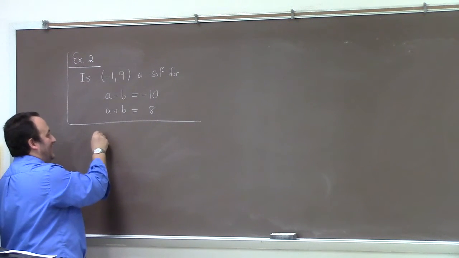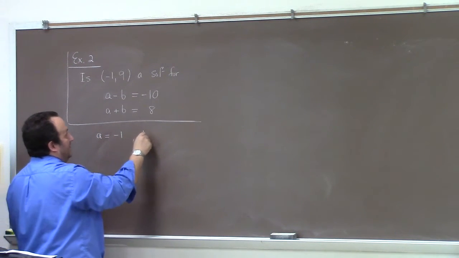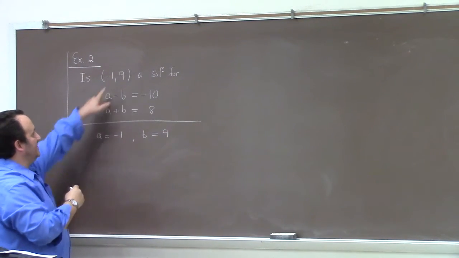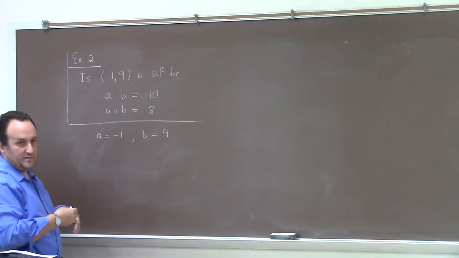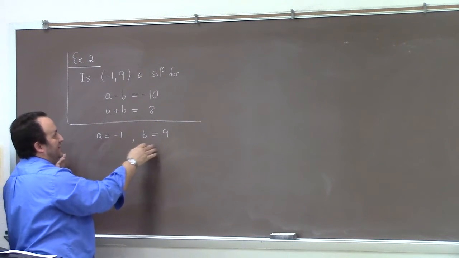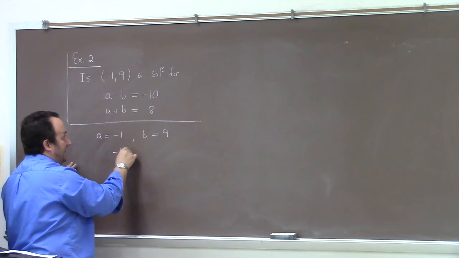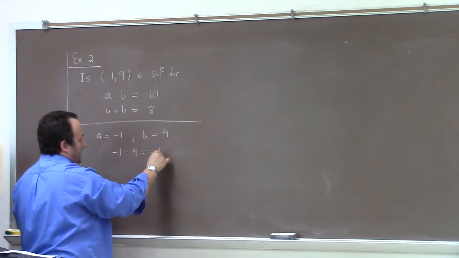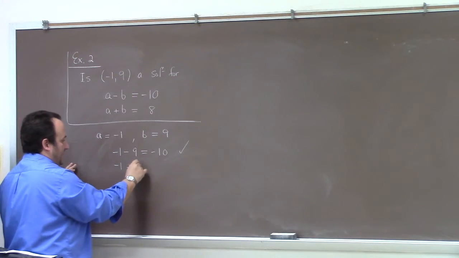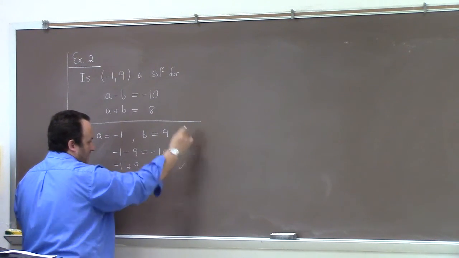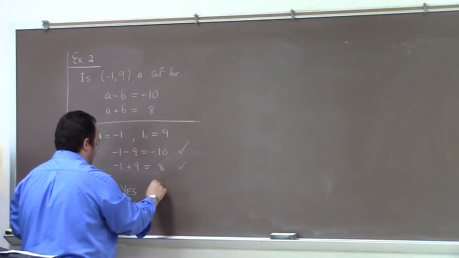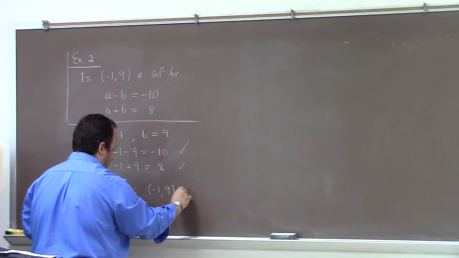Okay. So we have a equals -1, right? And b equals 9. We're assuming that this is a comma b. Actually, that's ambiguous for my question. But assuming that this is an ordered pair a comma b, a equals -1, b equals 9. And then we've got -1 minus 9 equals -10. Check. Right? And -1 plus 9 equals 8. So yes, therefore, the ordered pair -1, 9 is a solution.